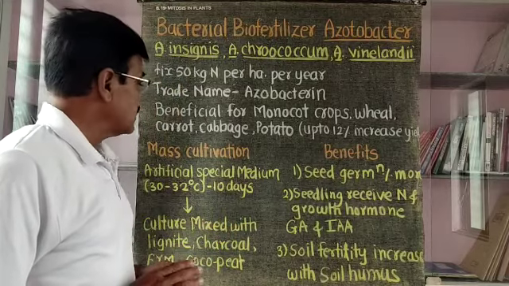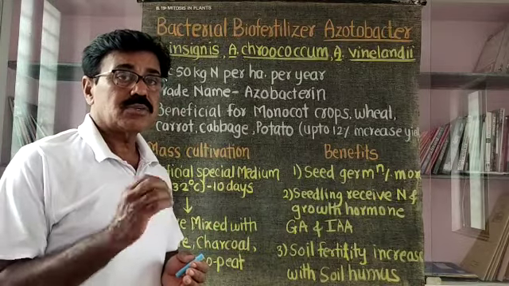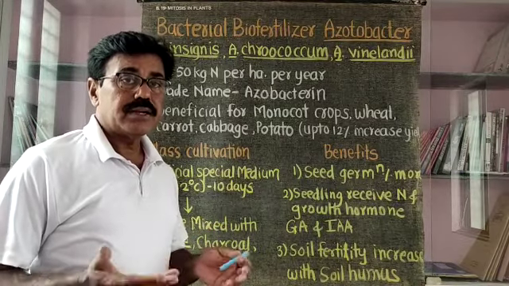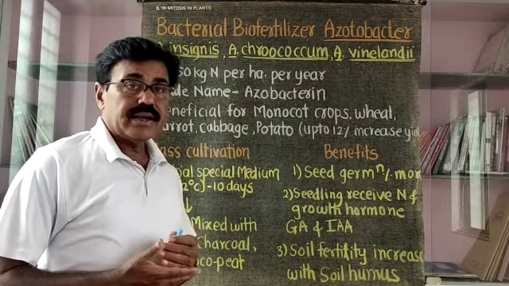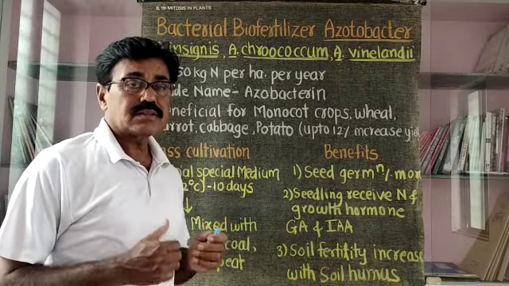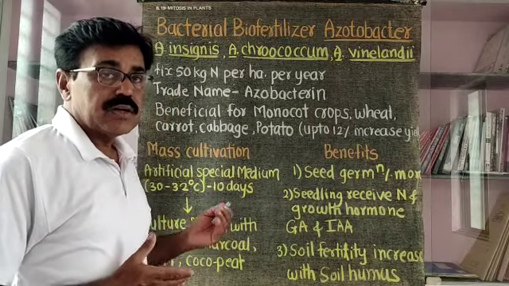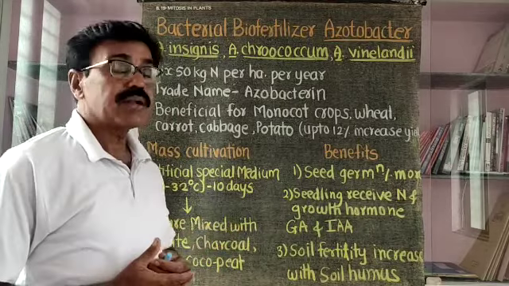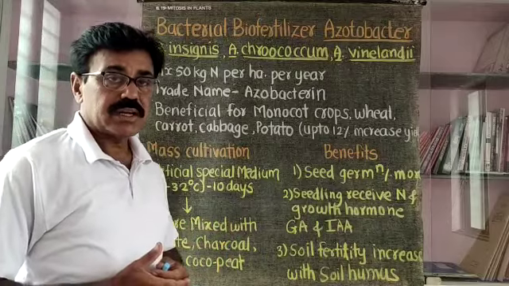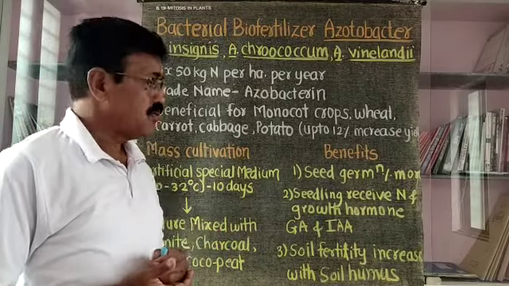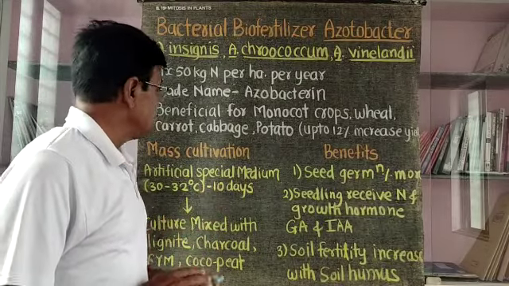That means in mass cultivation, the Azotobacter inoculum is sprayed on a special culture medium, multiplies over 10 days, and achieves maximum growth after that. Then the culture is mixed with carrier substances like charcoal, lignite and coal, and sometimes cocopeat or farmyard manure. This carrier mixture is filled in polythene bags and supplied to the farmer. This is the mass cultivation.